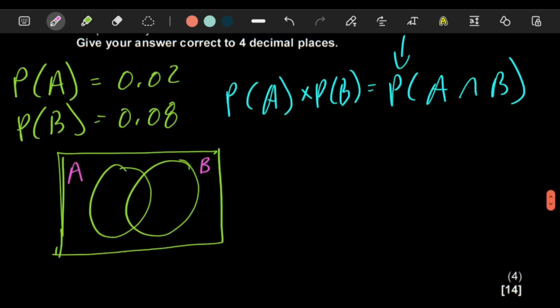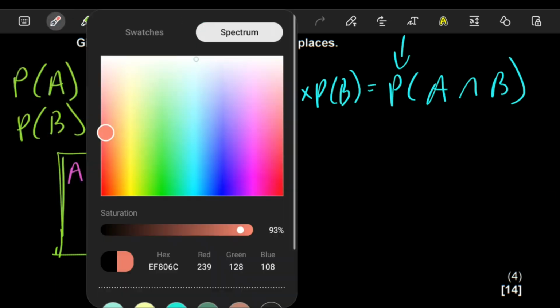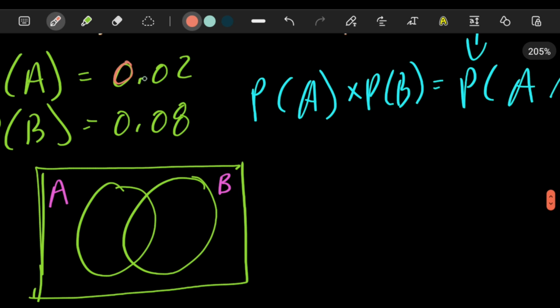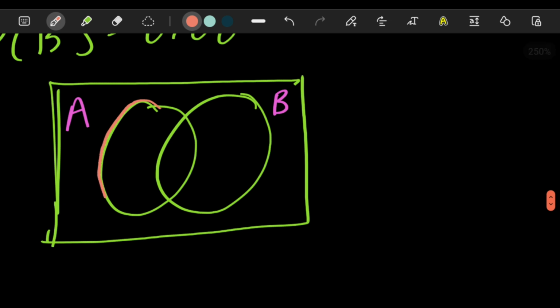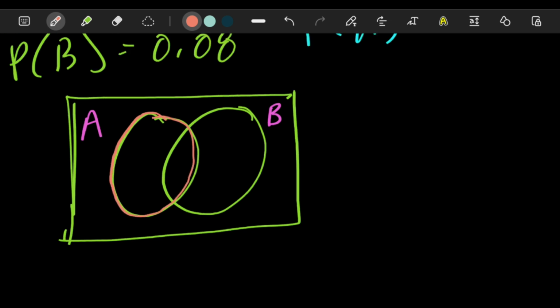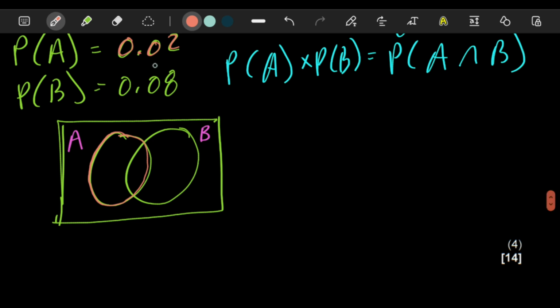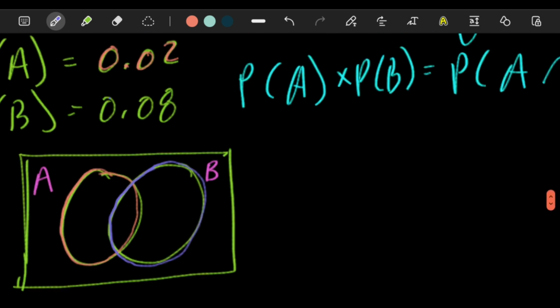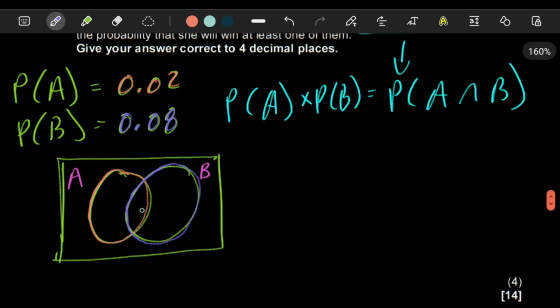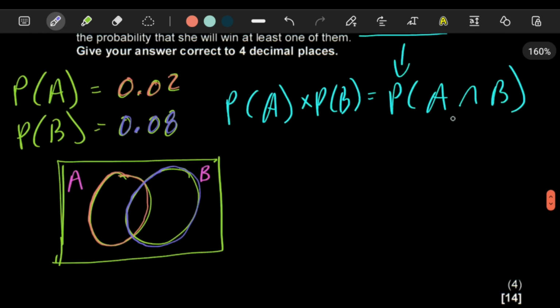So what that means is, let me actually color code it for you. This 0.02 is representing this whole thing. Meaning the number here plus the number there should give you 0.02, because that's the probability of winning one of them. And the probability of winning the other one is 0.08, meaning the probability here and there should give you 0.08. In the middle is the probability of winning both of them, which we can get from this formula over here.